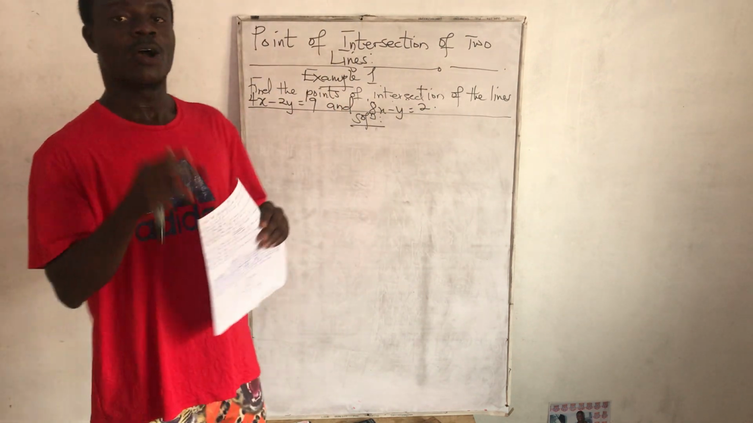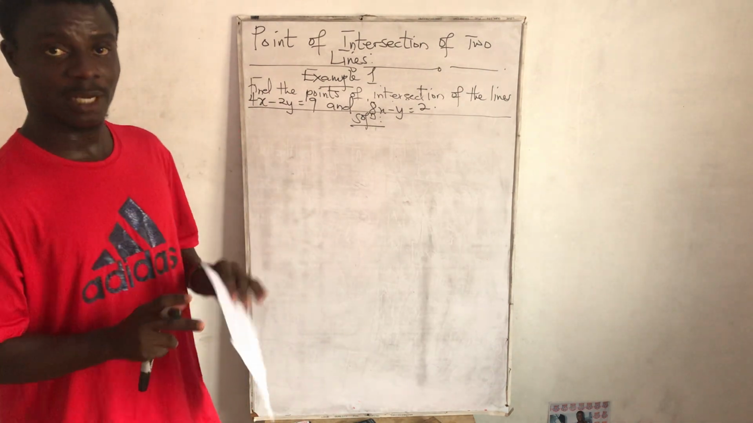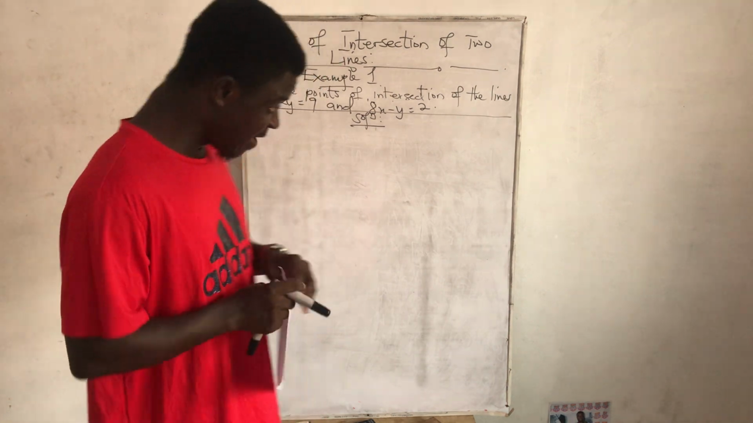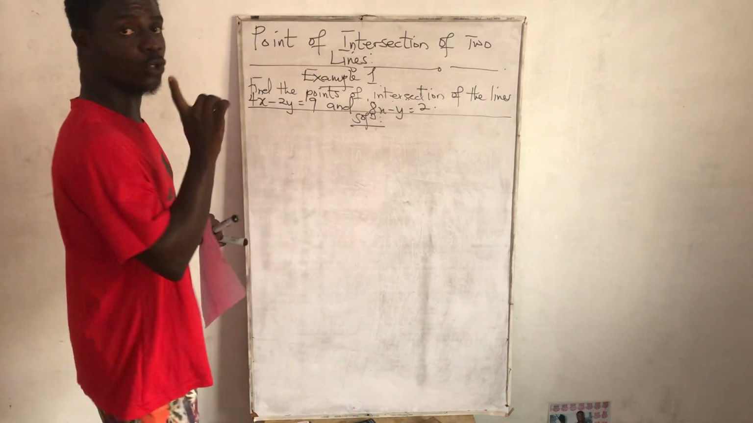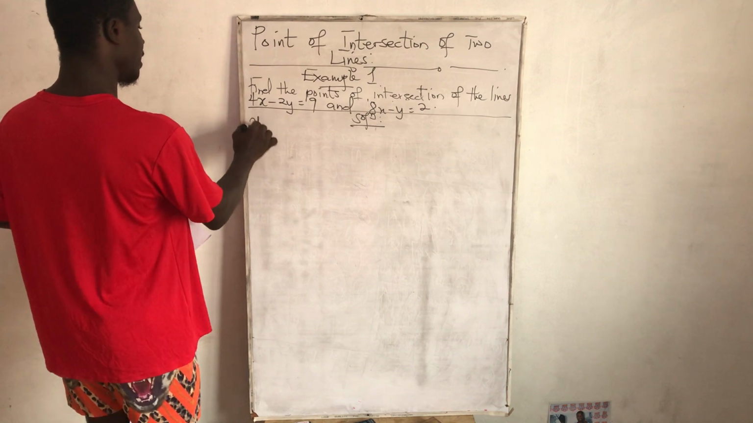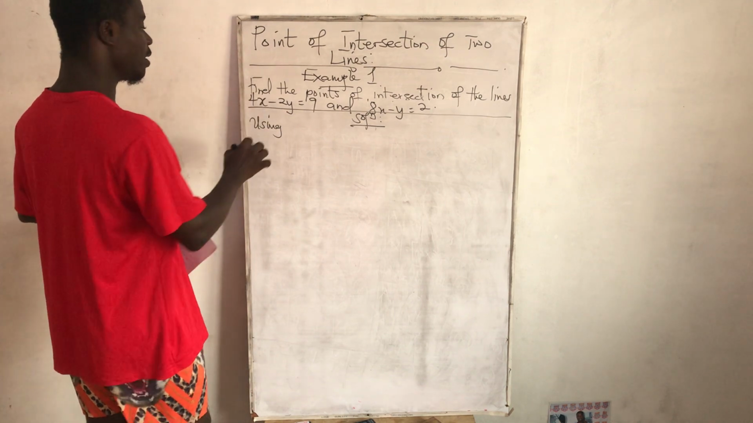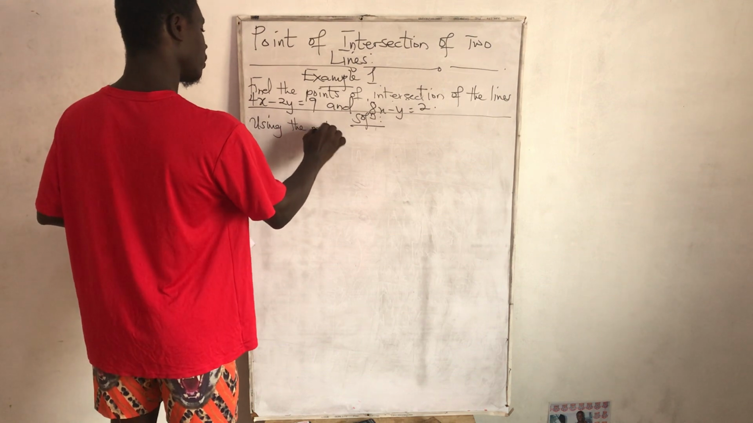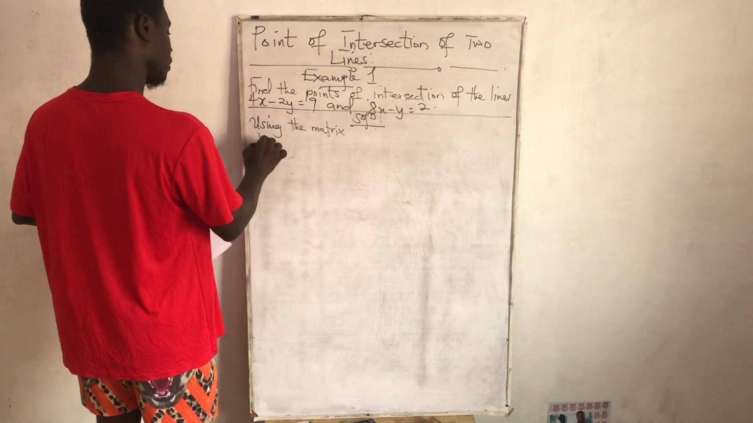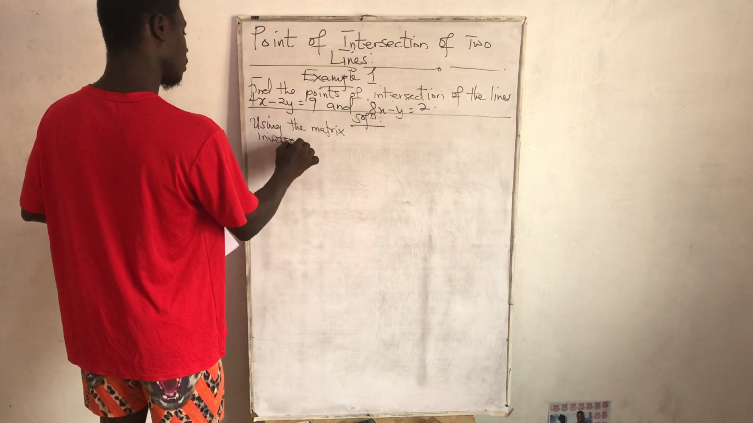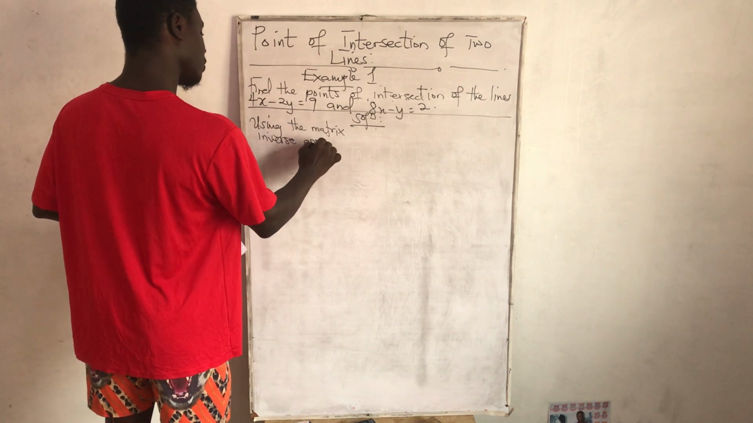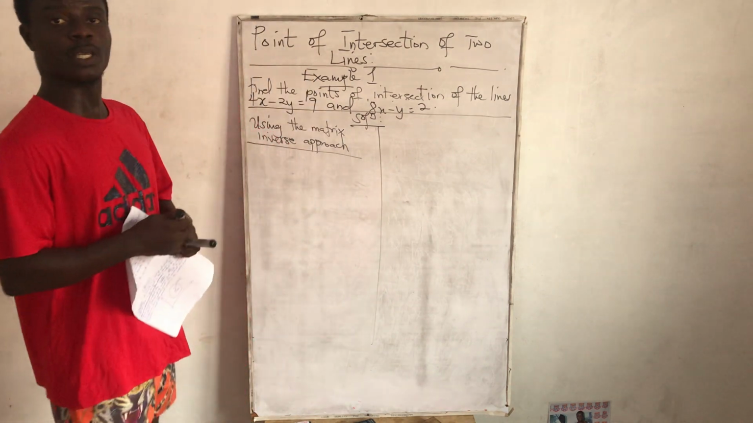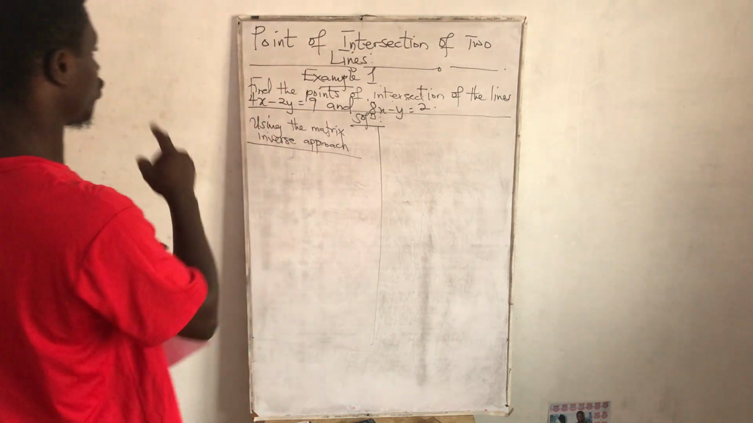Now, we can solve this still using the matrix, but this time around we are done with Cramer's rule. We can go by the inverse approach. So using the matrix method, the matrix inverse approach. So how best can we use the matrix inverse approach to solve this?